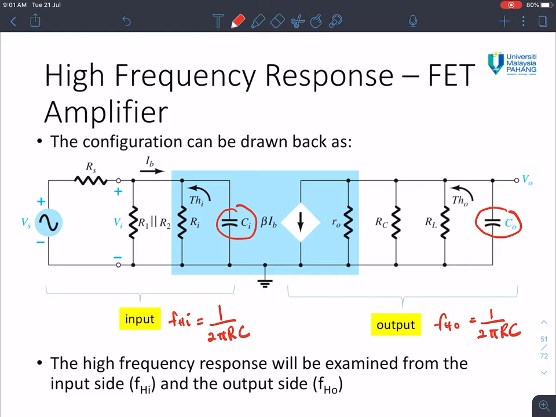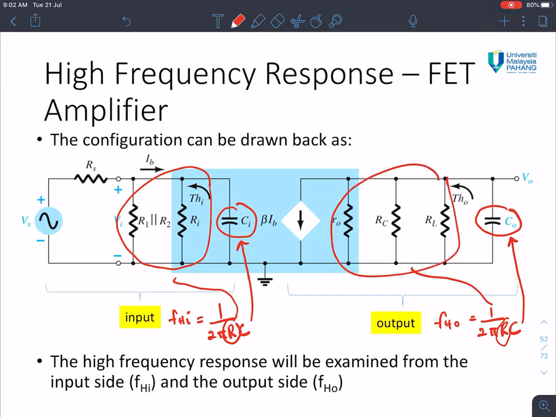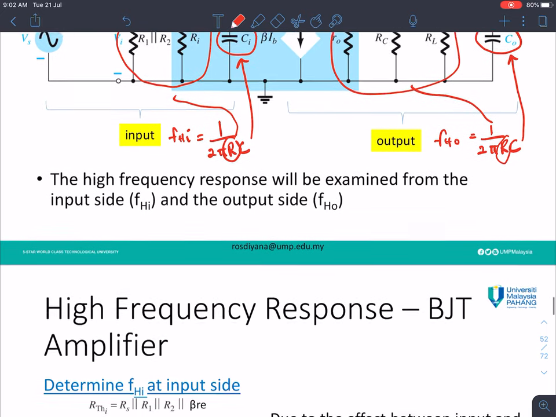For the C here, which capacitor is involved in this equation? For FH in, it will be C in, and for FH out, it will be C out. And this R is the resistor, the overall impedance here, and this R is the overall impedance here. Let's take a look at the next.